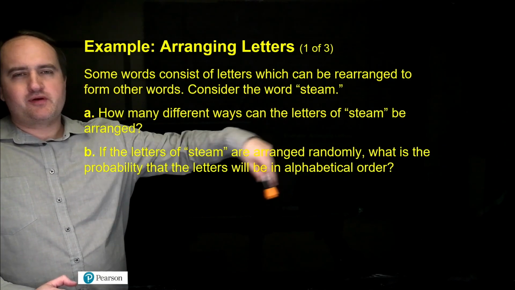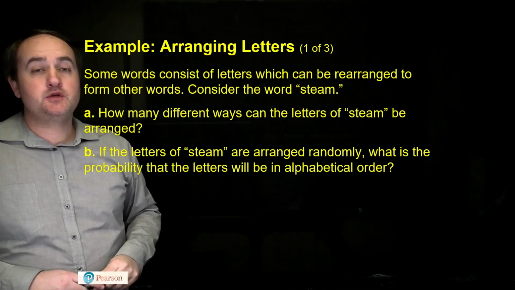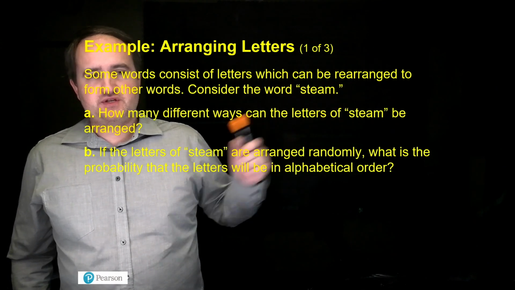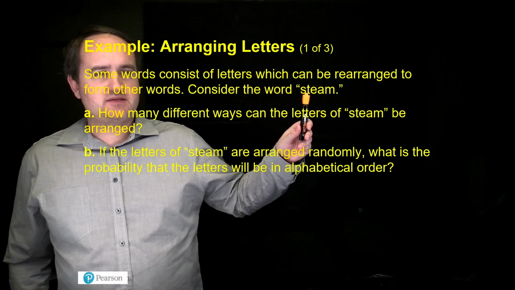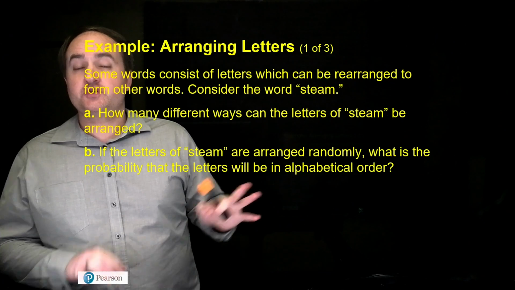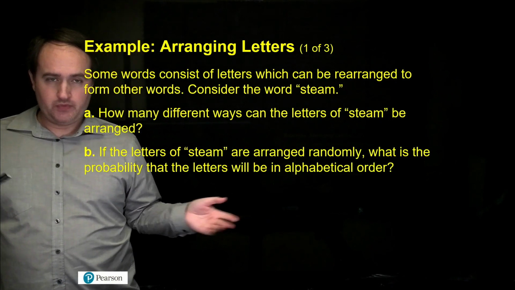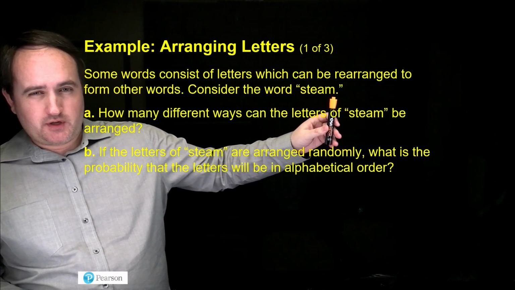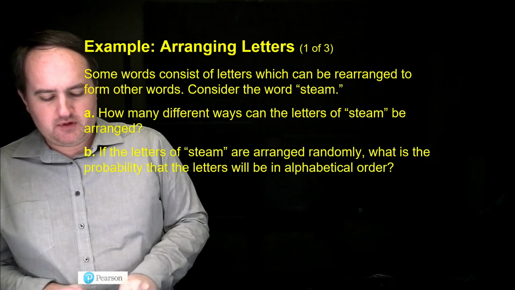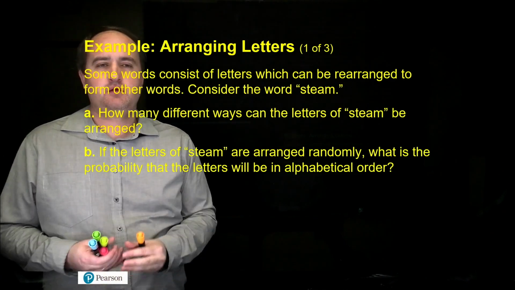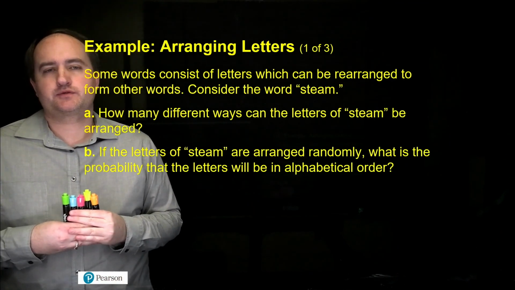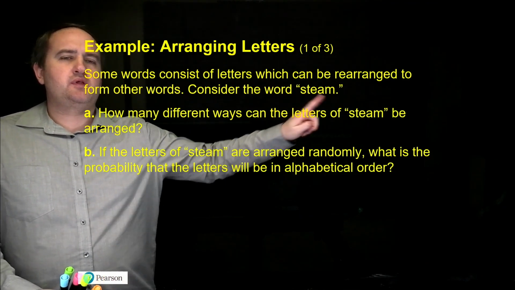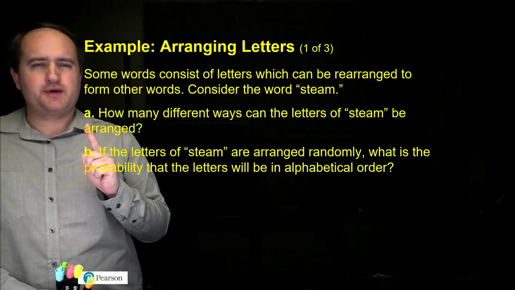Before we even read what they're asking us about this word, I want you to notice that with this word, all of these letters are different. So we have S, T, E, A, M. There's a total of 5 letters, but none of the letters are the same. So as long as all the letters are different, we're really just talking about the same thing as having 5 different markers. It's the same idea.